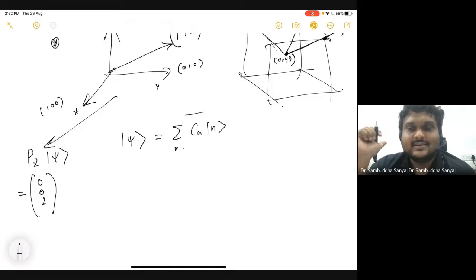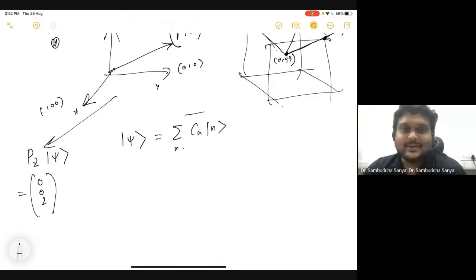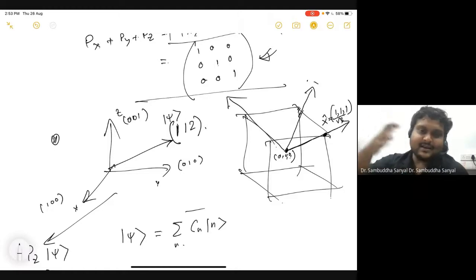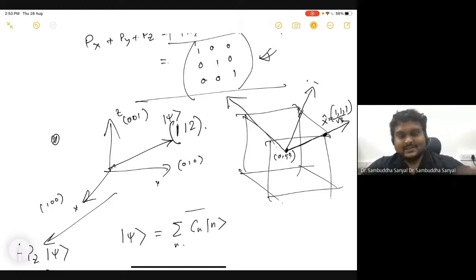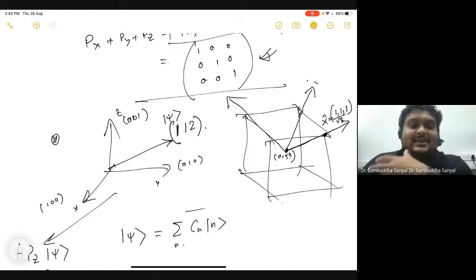Okay. Now this is a very trivial example, and you can already visualize everything. But you cannot visualize all these things easily if you choose some arbitrary axis, like 1 1 1 by root 3, 1 1, some complicated axis, and even if it is living in some abstract space, Hilbert space with complex coefficients and all. That is why you need this machinery.